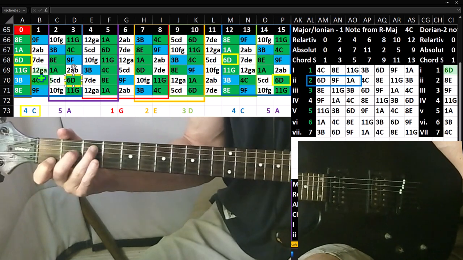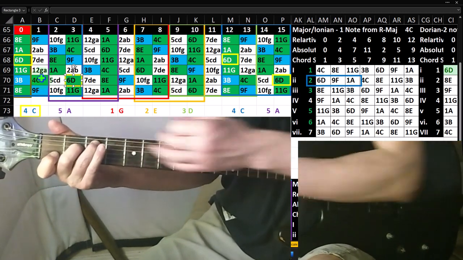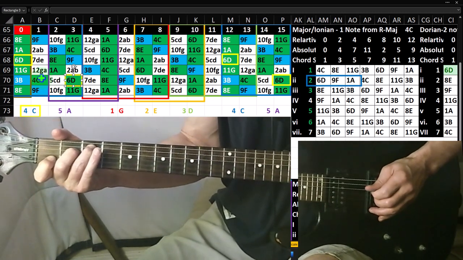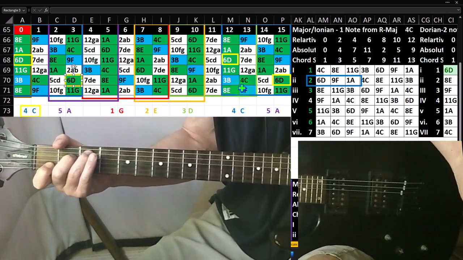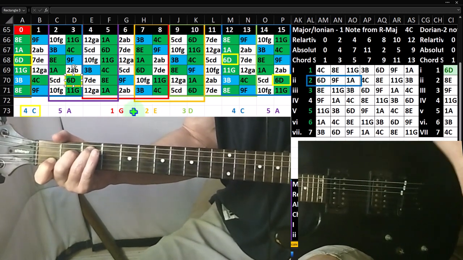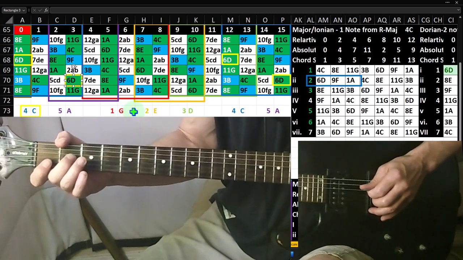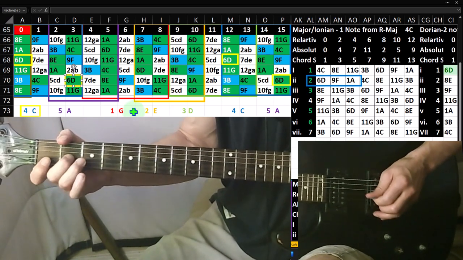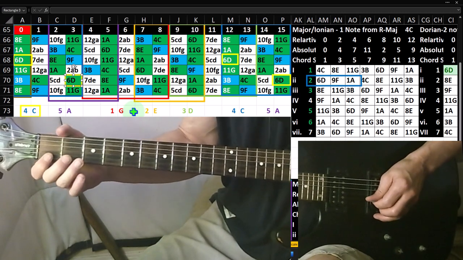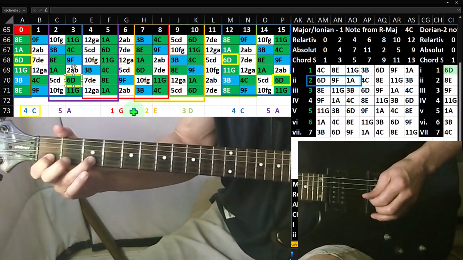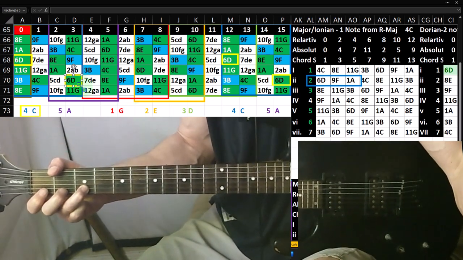Now, obviously, if I moved my fingering up into this position, then I'm going to do the same thing. This time, I'm going to count from 2 to 2. So the open D is going to be a 2. So I'm going to say this is going to be 2, 3, 4, 5, 6, 7, 8, or 1, 2. And that brings me to this D.